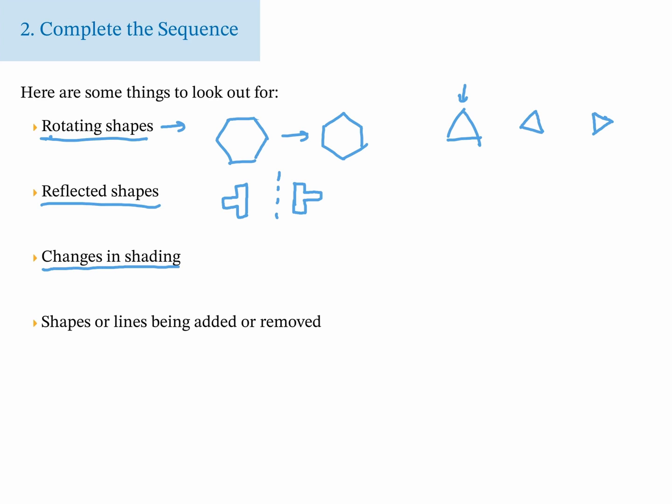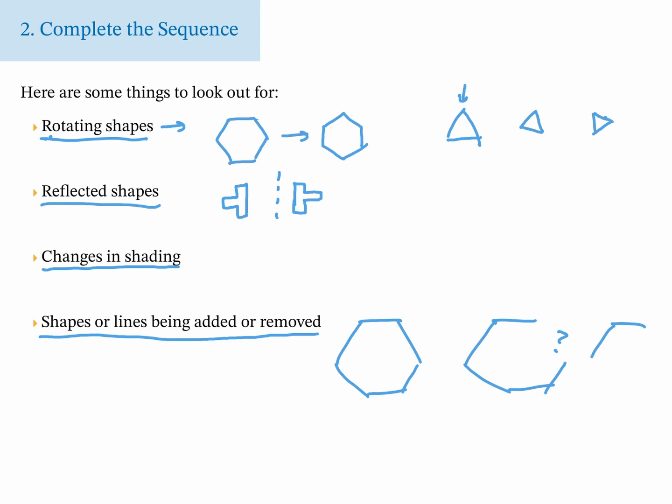As we've already seen, we also need to look out for changes in shading. We saw earlier that the big circle in the last question went from white to gray to white to gray. And we also need to look for shapes or lines being added or removed. So for example, again, let's start with imagining that our first box contains a hexagon, but then maybe the second box contains a hexagon with a missing line. And this line isn't there. We need to start spotting the pattern that maybe in the following box, we'd have to have a hexagon with 2 missing lines. These are some of the things that we need to look out for in complete the sequence questions, but of course, anything could come up as long as there is a pattern that is to be made as we go from left to right.